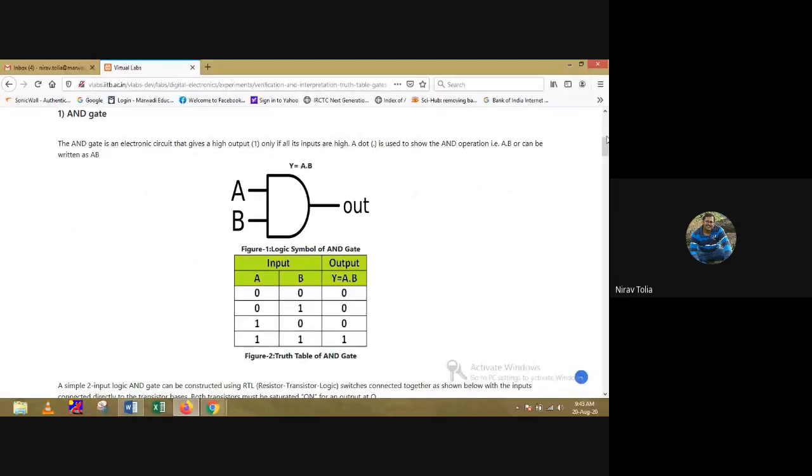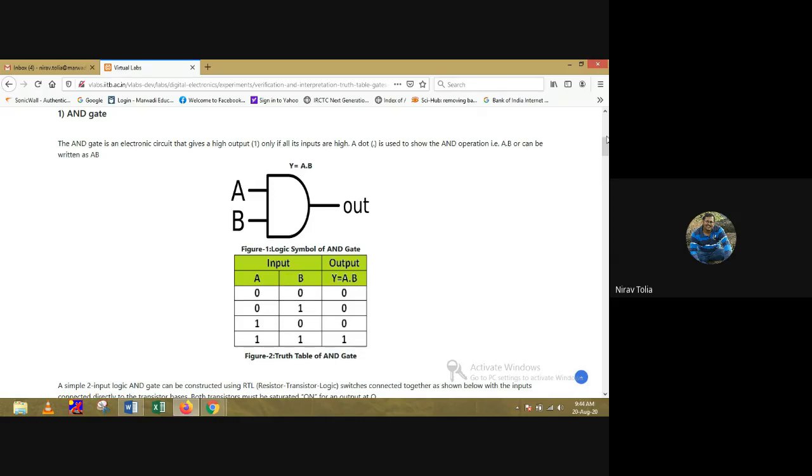Suppose we have two inputs, so how many possibilities do we have? For n inputs, we have 2 raised to n possibilities. If you have only one input, 2 raised to 1 is equal to 2, so we have two possibilities: either 0 or 1. With two inputs, where n indicates the number of inputs, we have 2 raised to 2, so four different possibilities of the input.